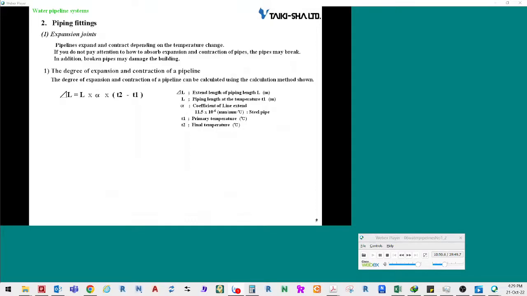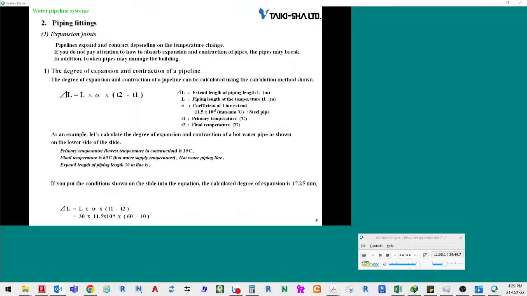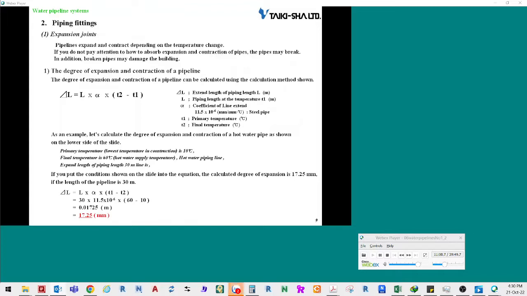The degree of expansion and contraction of a pipeline can be calculated using the calculation method shown. As an example, let's calculate the degree of expansion and contraction of a hot water pipe as shown on the lower side of the slide. If you put the conditions shown on the slide into the equation, the calculated degree of expansion is 17.25 millimeters if the length of the pipeline is 30 meters.